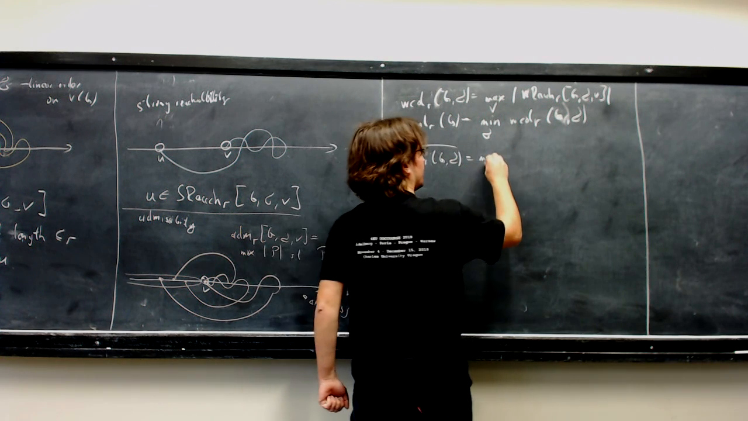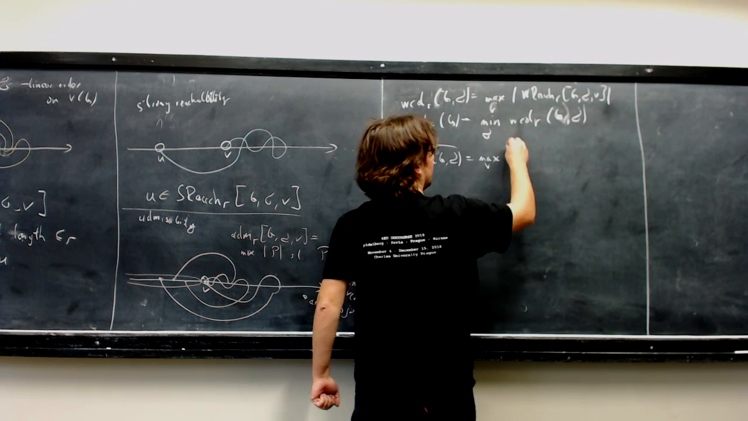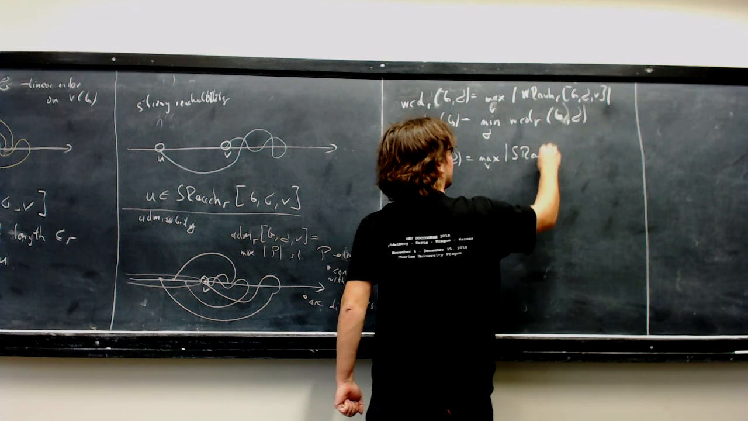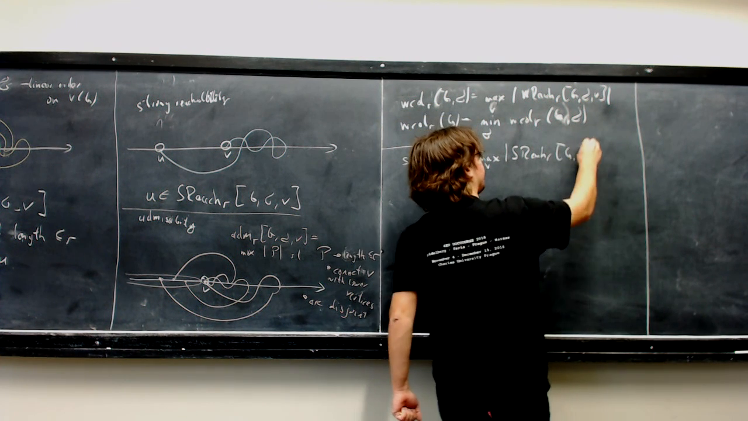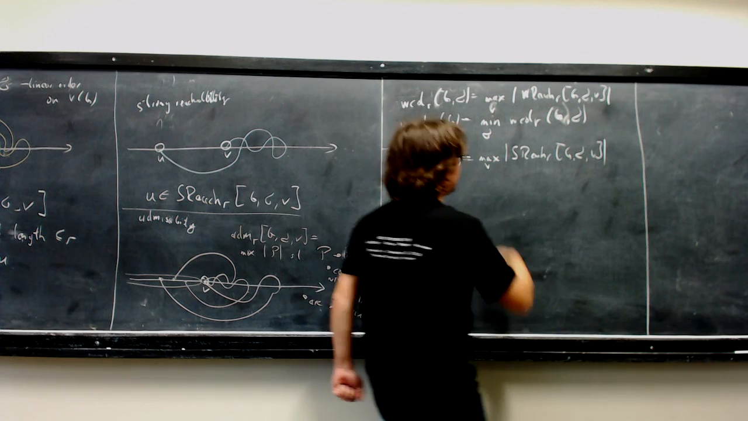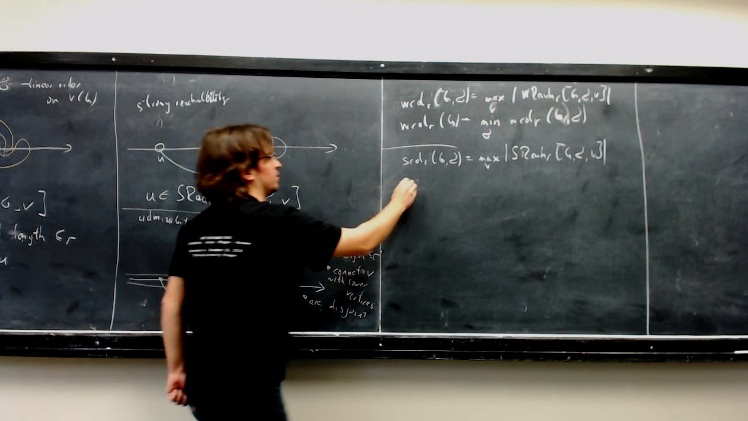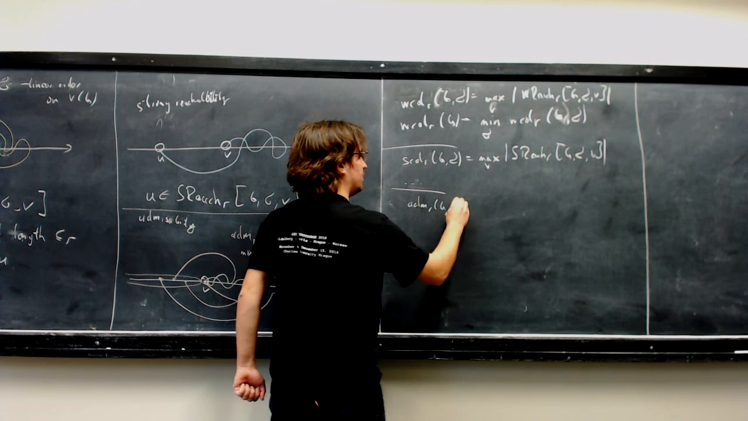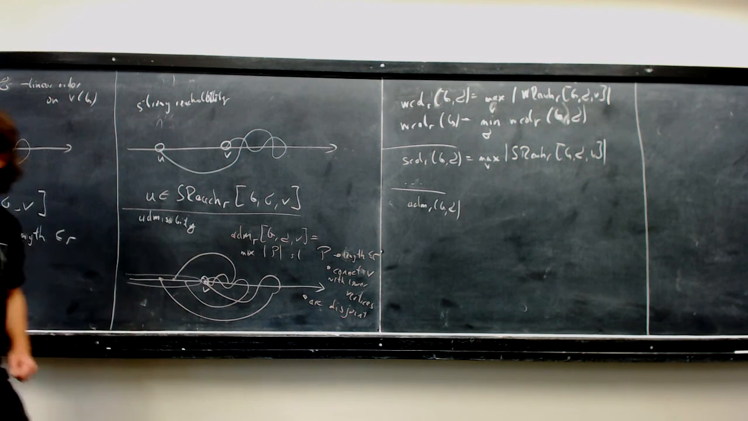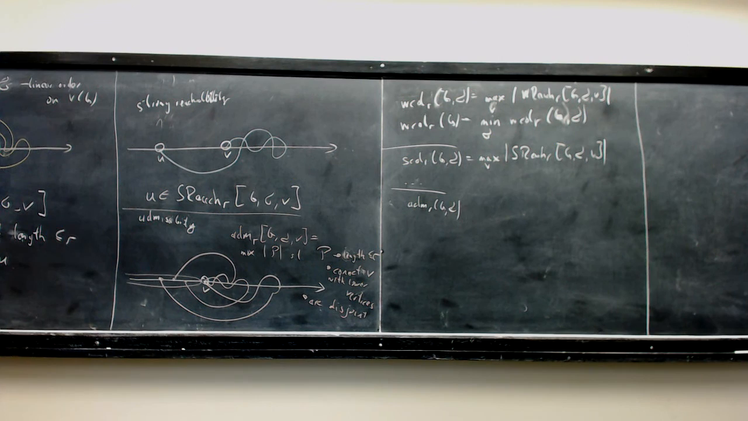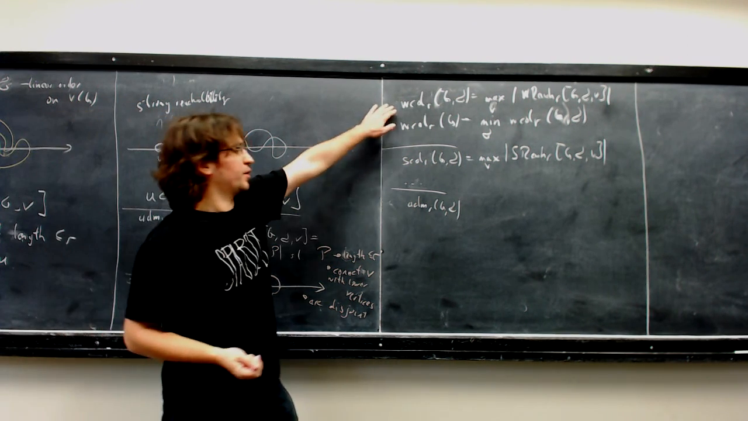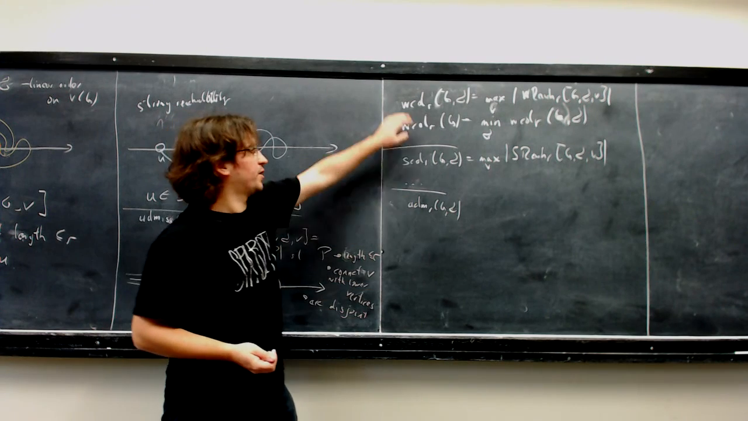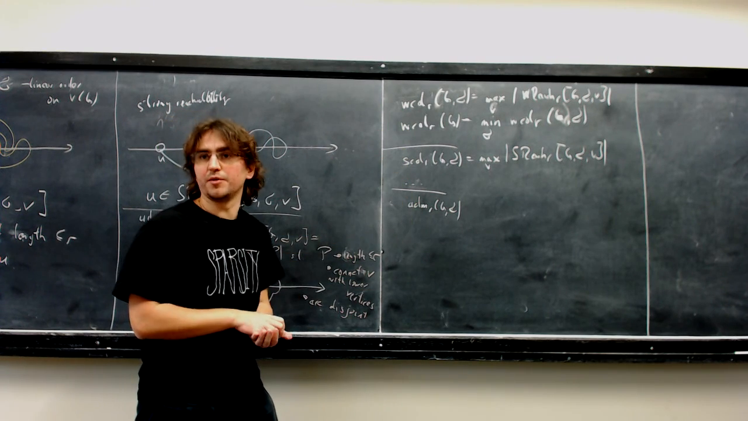This is just the maximum over all vertices v of the strong reachability set. Yes? And the same for admissibility. Yeah? And then during the last lecture, we were proving nice bounds between these three things, that actually they are all functionally dependent on each other.